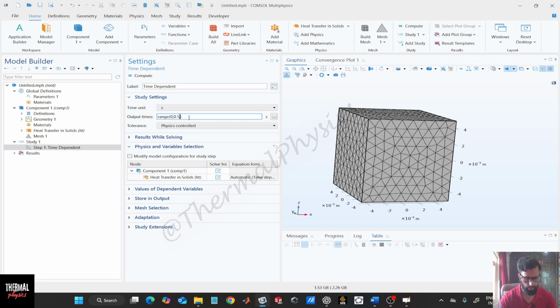We have to make sure we get exact points of time to find our temperature. So we'll keep a step of 60. I started time at 0, ended at 600 seconds, and I am telling the software to calculate the temperatures after every 60 seconds that we need. So we'll compute.